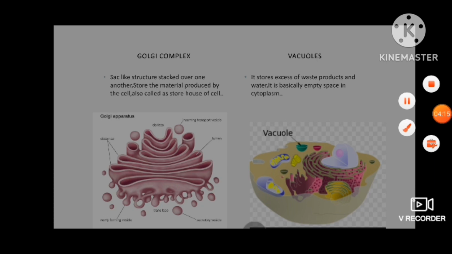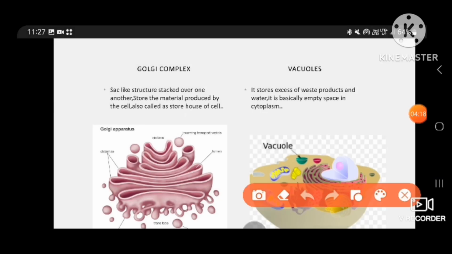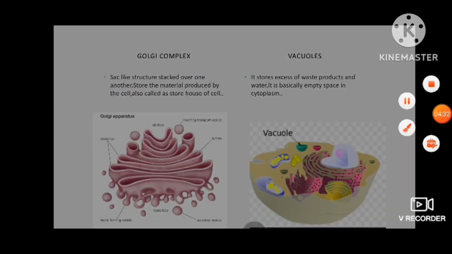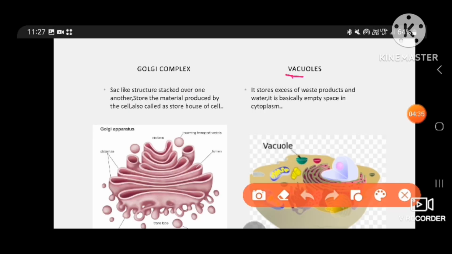Another one is the Golgi complex. It is basically a sac-like structure stacked one over another, and stores the material produced by the cell, so it is also called the storehouse of the cell. The other one is the vacuoles. Vacuoles store excess waste products and water, and are basically empty space in the cytoplasm. This is the structure of a vacuole, and this is the structure of the Golgi apparatus.